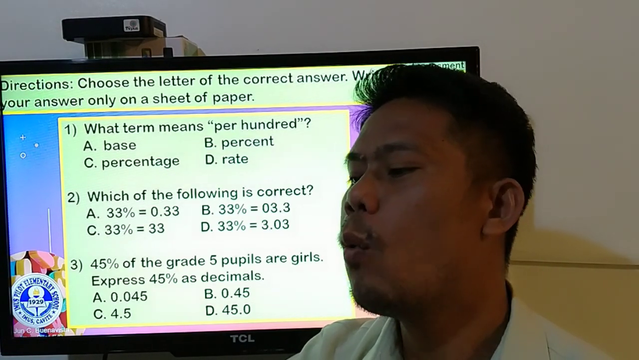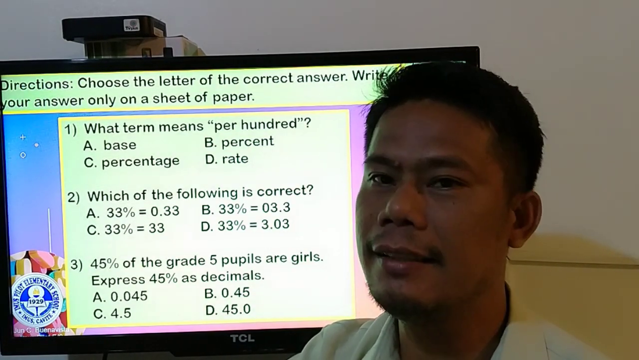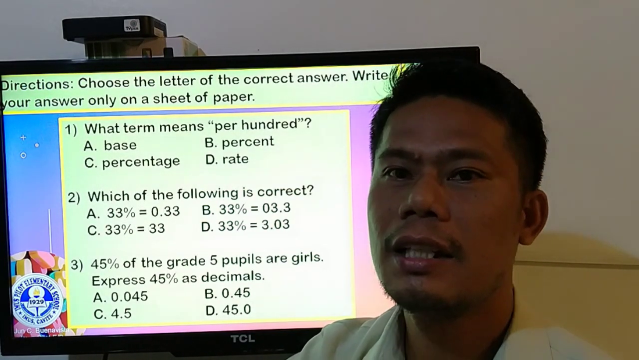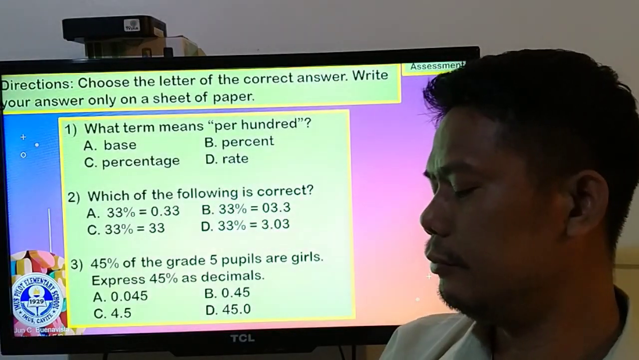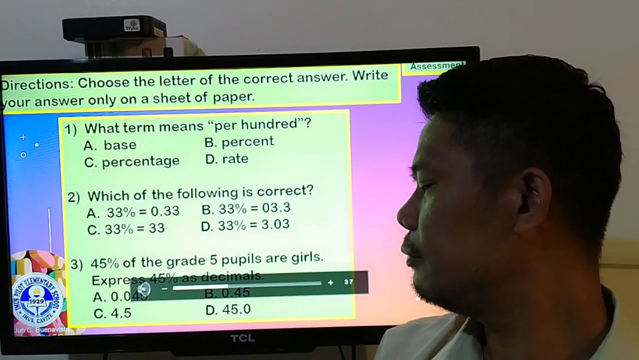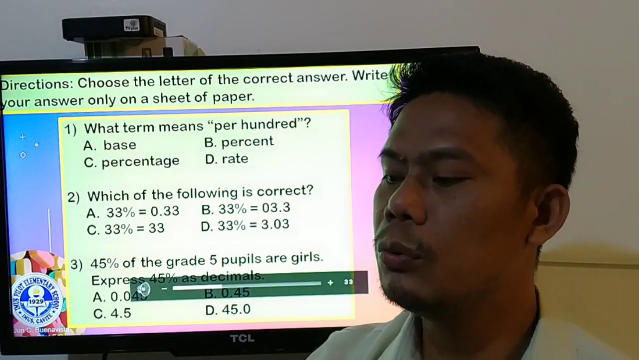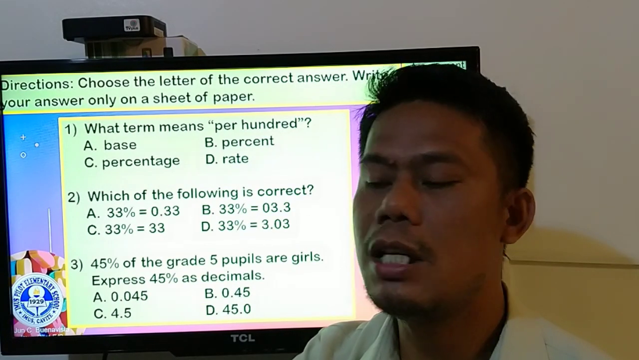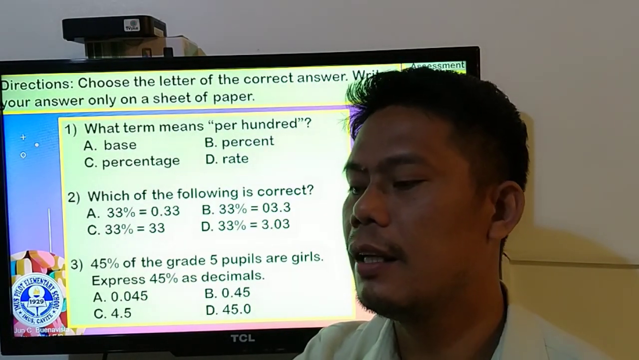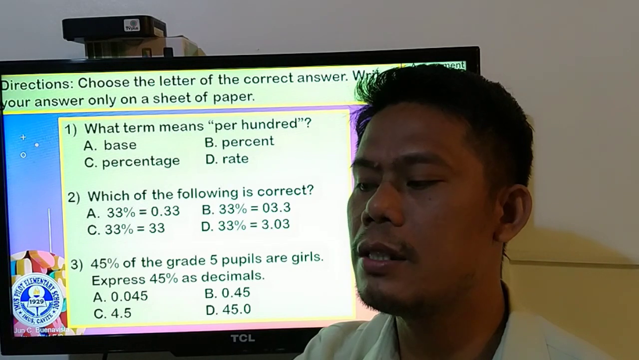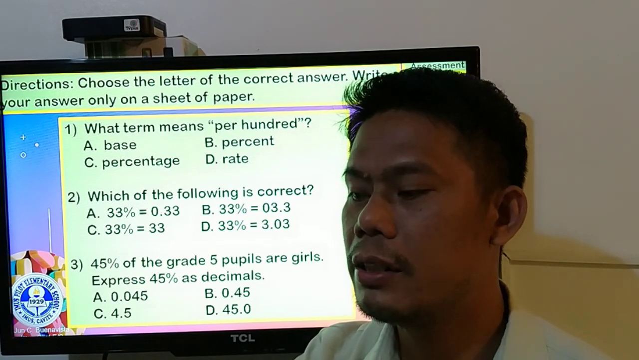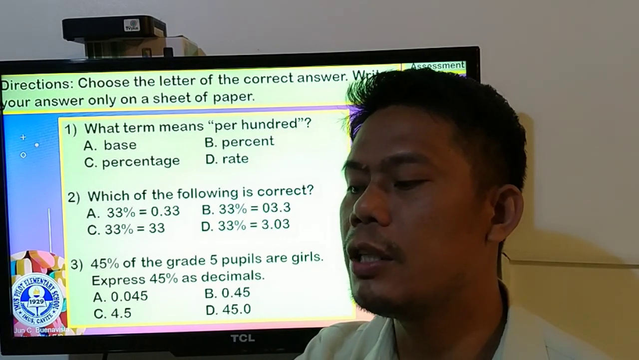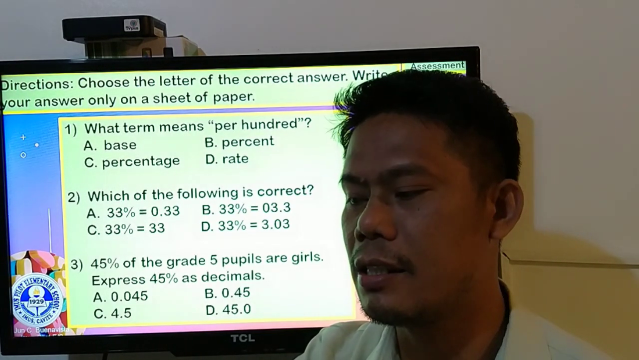Number 1. What term means per 100? A base, B percent, C percentage, D rate. Okay, number 2. Which of the following is correct? A, 30% equals 33 hundredths. Letter B, 33% equals 3 and 3/10. Letter C, 33% equals 33. And letter D, 33% is 3 and 3/100.